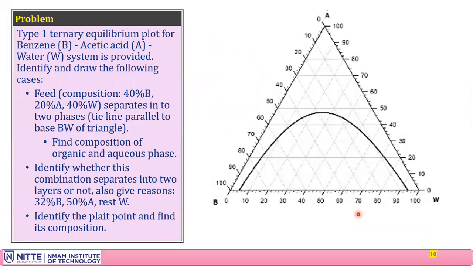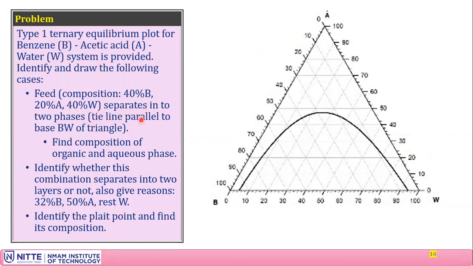Now a simple problem, you can pause the video and just read the problem and come back. This diagram is given to you. Alright, the question is this. Three questions are there. This diagram is directly given to you. This binodal curve is specific to a particular ternary system. So for this particular system, this is applicable. Feed composition is given somewhere here. Feed composition is given, and it is said that it separates into two phases.